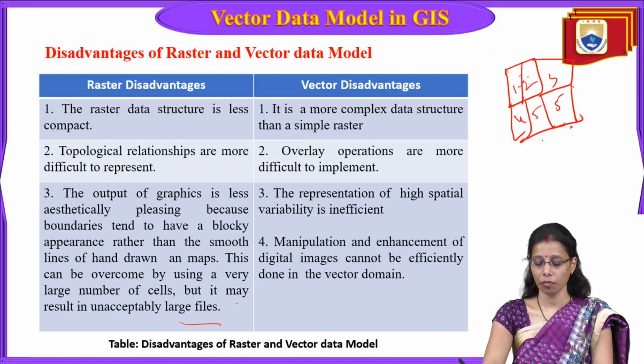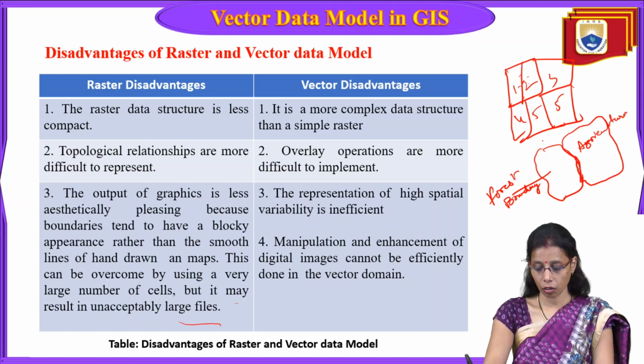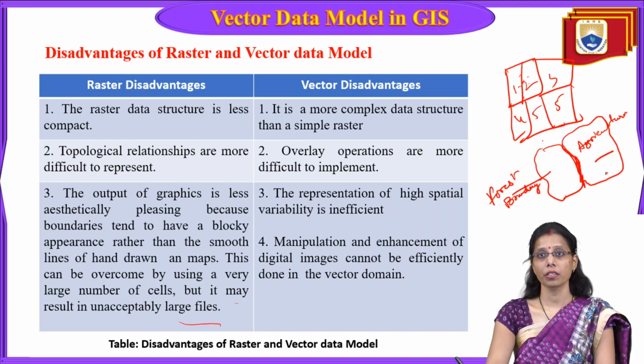For example, we have two features here. Let us say we have a forest boundary, and along with the forest boundary, there is attached agriculture. So this line will be common to the forest boundary and it will be common to agriculture. So it's a complex situation, but it will provide us a better data structure, and overlay operations are more difficult to implement here.